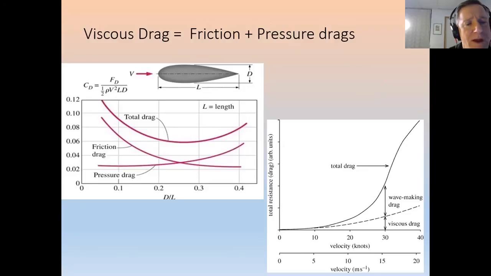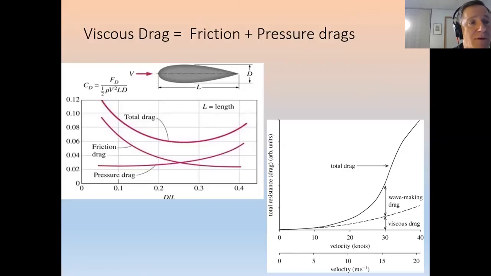So wave-making drag, we're not too interested in. It's there. It's something you should know, but it's probably not too applicable. This viscous drag, this friction drag plus pressure drag, is very important. Both of these can be reduced. All three of these can be reduced by lowering speed.